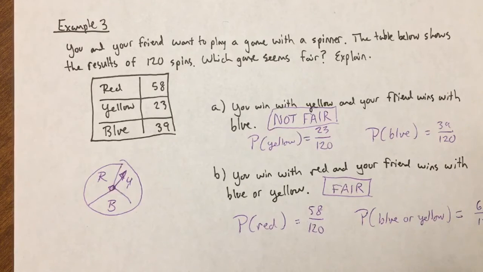So that's just a few examples to give you some practice and a little bit of a better understanding of word problems that you would run into dealing with trials of events and how you would use that information to calculate experimental probability.